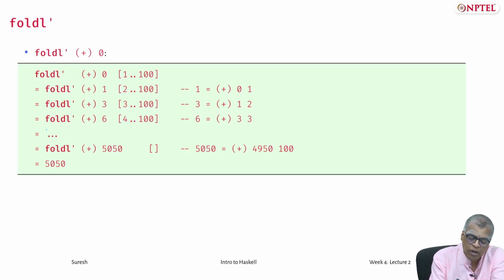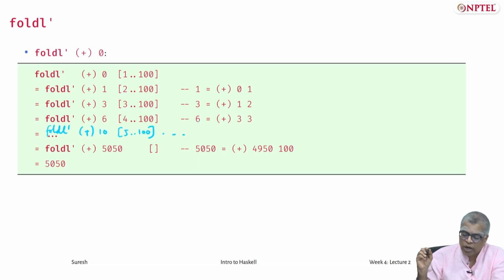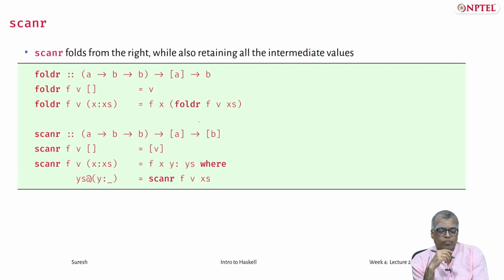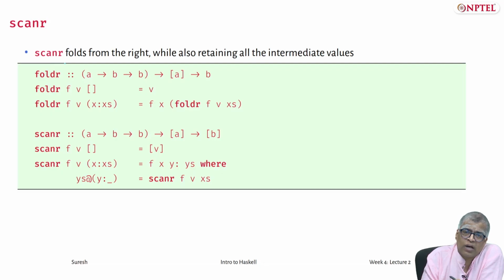Okay, then it will be foldl' of plus 10 5 dot dot 100, and it will go on like that. Now there are two other useful, closely related functions to foldr and foldl, called scanr and scanl.